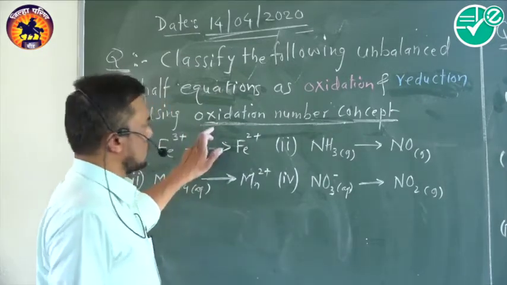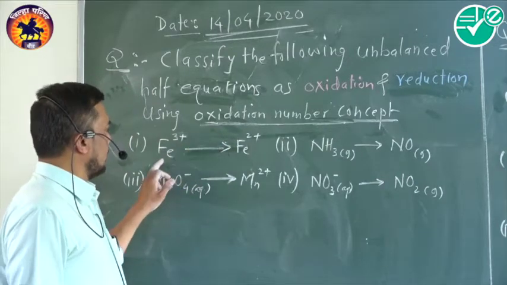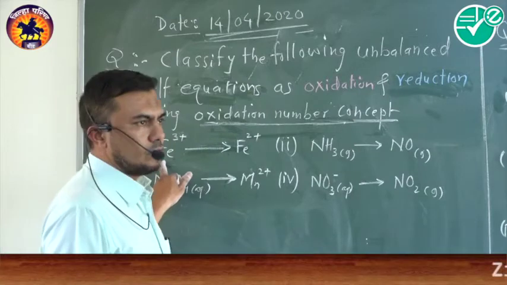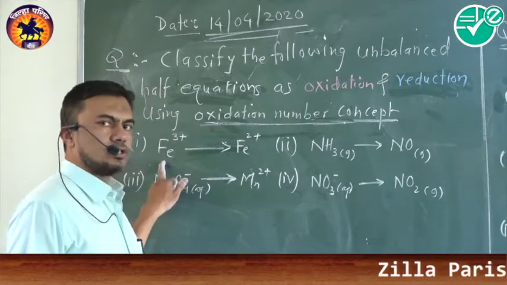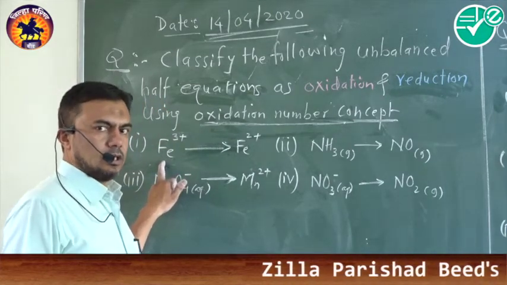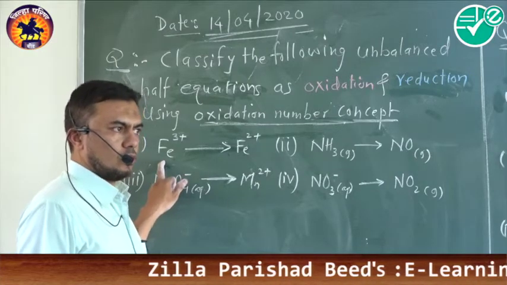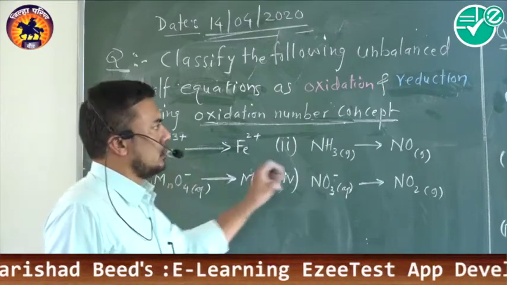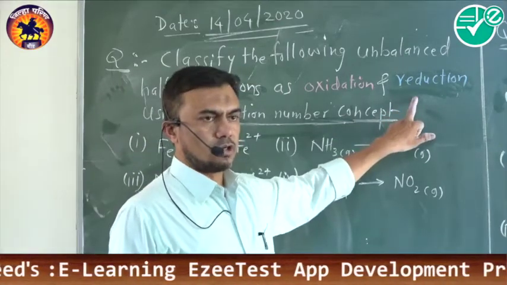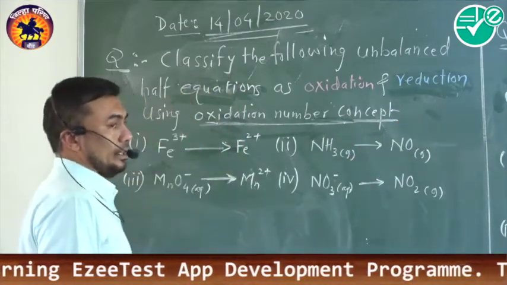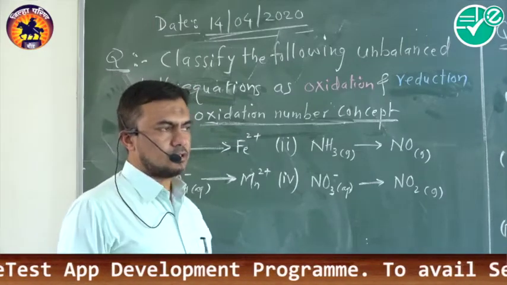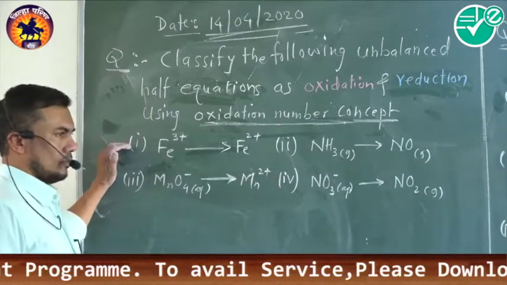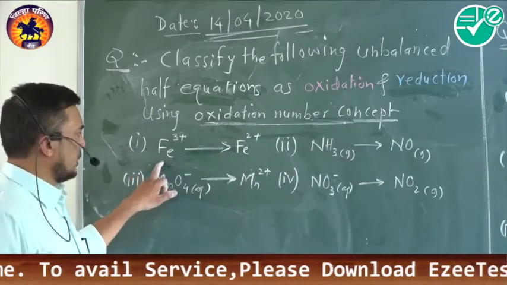So by using the oxidation number concept, as we know, in an oxidation reaction the oxidation number increases, so we can identify the reaction. Similarly, in reduction, the oxidation number of the species decreases. So we have to look at the exercise. We'll see the first exercise here.